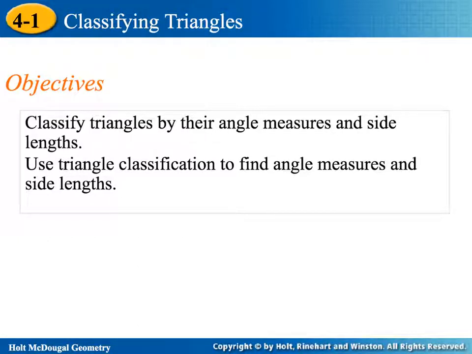All right, first section of chapter 4 is classifying triangles. This should be the easy part because there's only one answer. There's no real ways of getting confused. So the objective is to classify triangles by their angle measures and side lengths, then use triangle classification to find angle measures and side lengths.